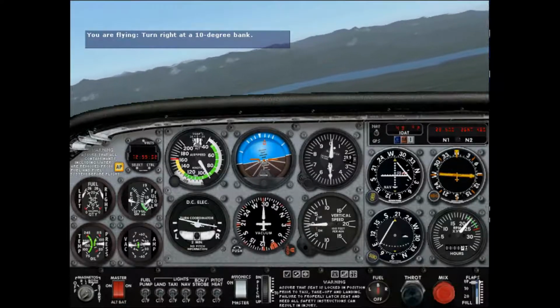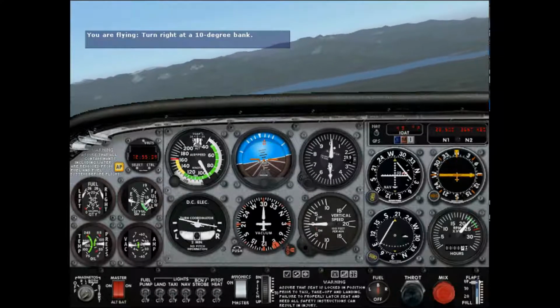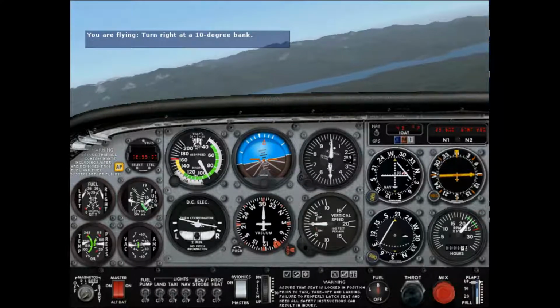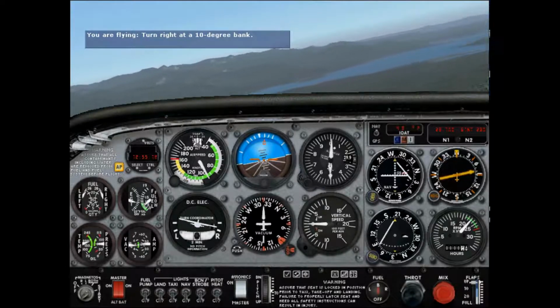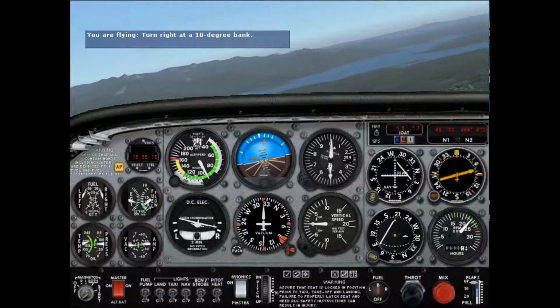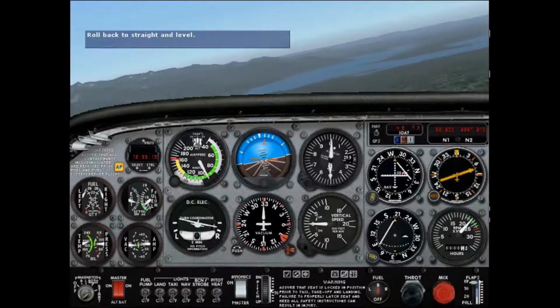Notice how the heading changes. The bank angle determines the rate of turn. A small bank angle gives us a small turn rate. A large bank angle gives us a larger turn rate. Let's roll back into straight and level flight.